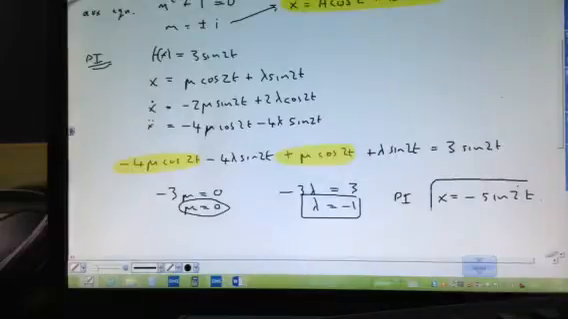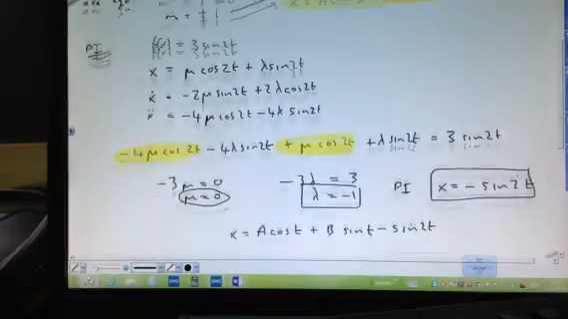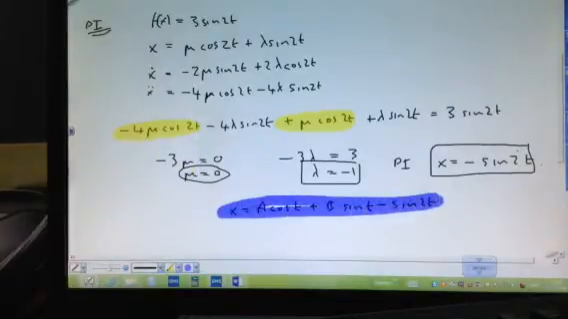Right. All I've got to do is slap that onto the complementary function. So the overall solution so far is x equals a cos t plus b sine t minus sine 2t. Okay, so that's what we think the general solution is. But we're given some boundary conditions. So that's the general solution.